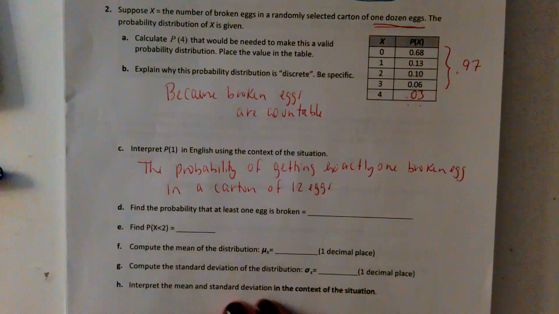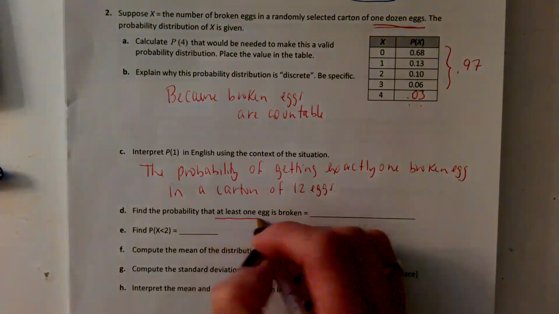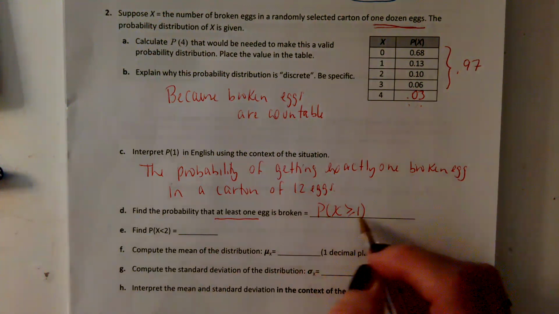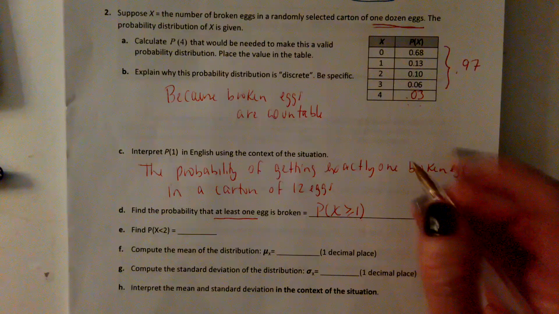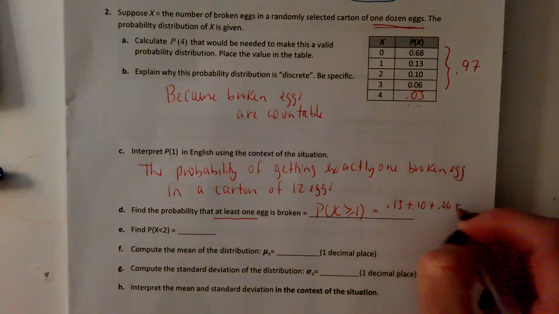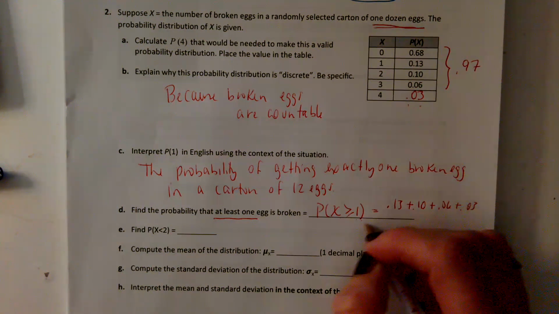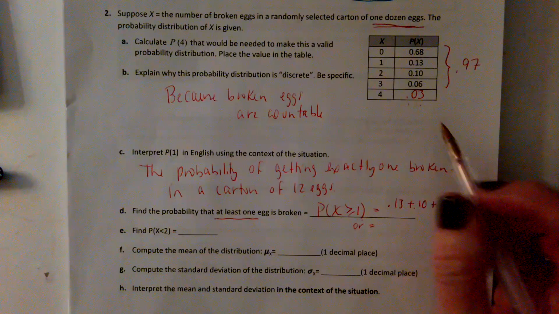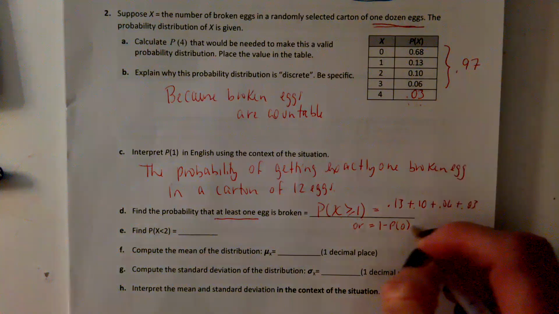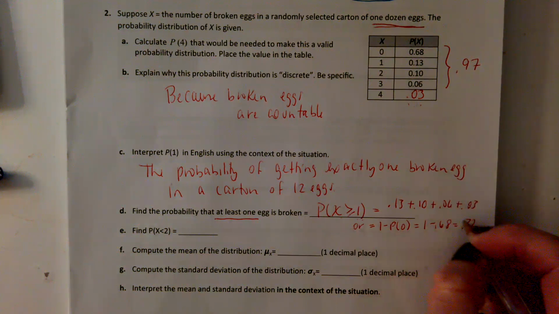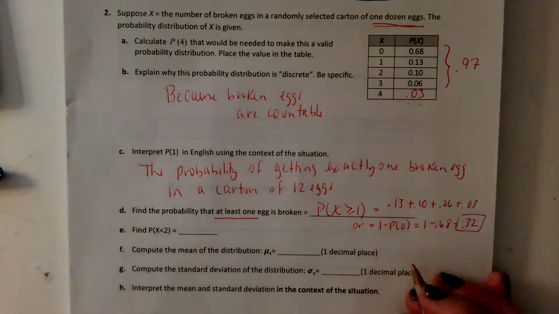Find the probability that at least 1 egg is broken. So at least 1 looks like this. It's 1 or more. So we would add up 0.13 plus 0.1 plus 0.06 plus 0.03, or we could just subtract the only one that we're not including, which is 0. So we could say 1 minus the probability of 0, which is 1 minus 0.68, which is 0.32. That's probably the easiest.